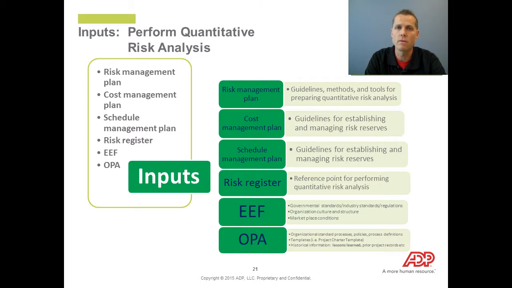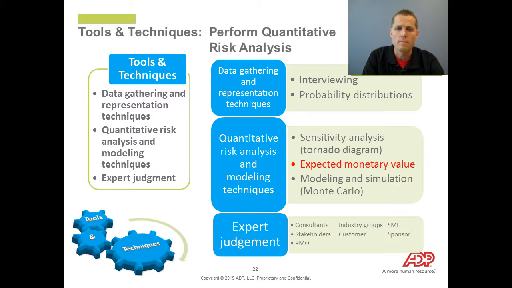So the inputs are the risk management plan, cost management plan, schedule management plan, risk register, environmental factors, and organizational process assets. So if you remember, during the qualitative risk analysis, the risk register is updated, and possibly some of these other plans. The tools and techniques used for quantitative risk analysis include data gathering and representation techniques, quantitative risk analysis and modeling techniques, and expert judgment.